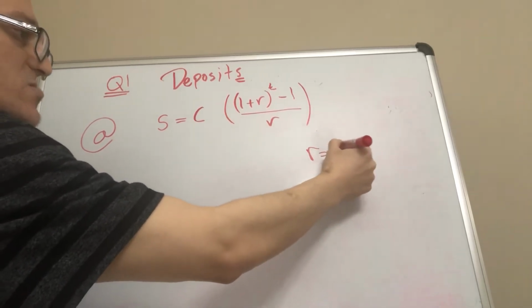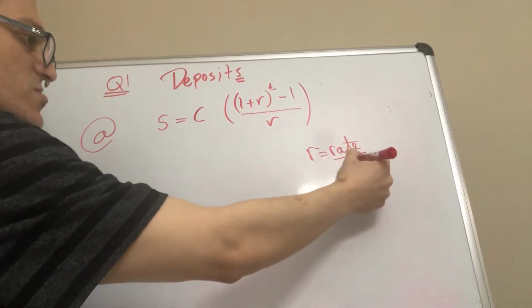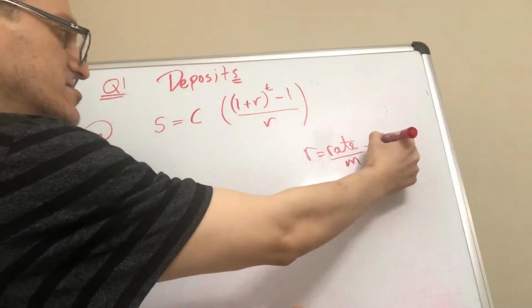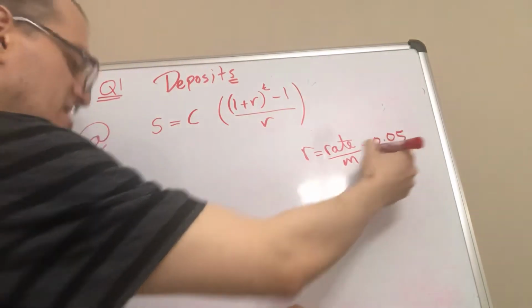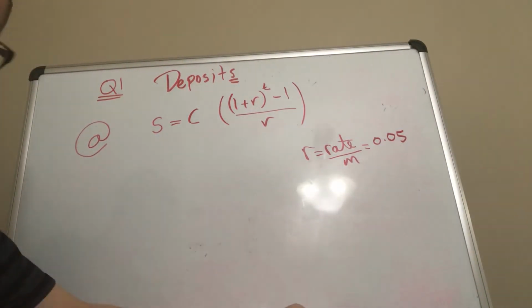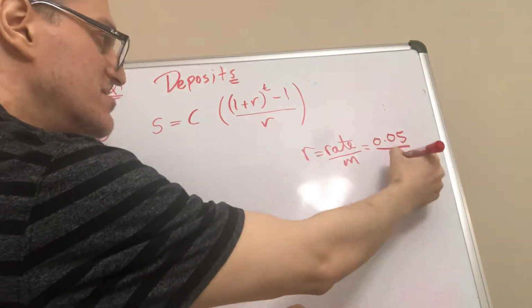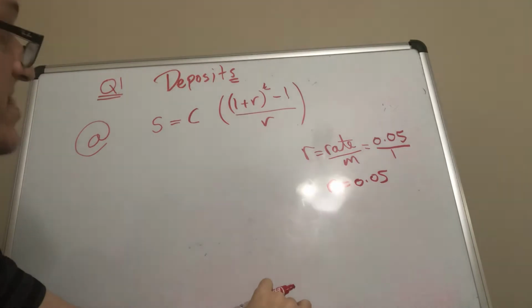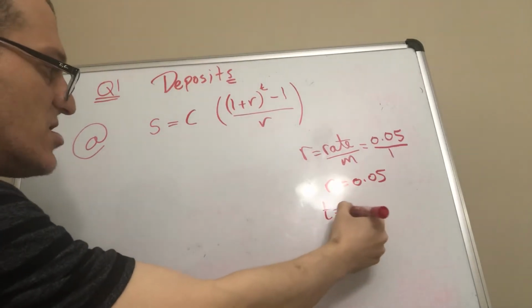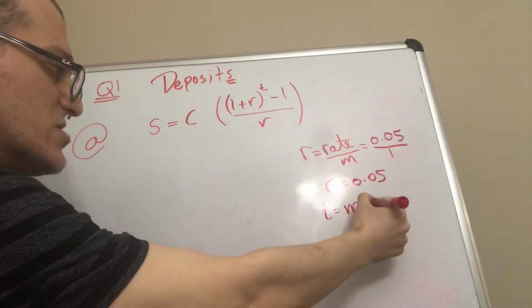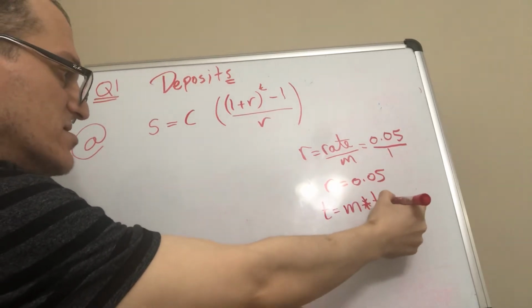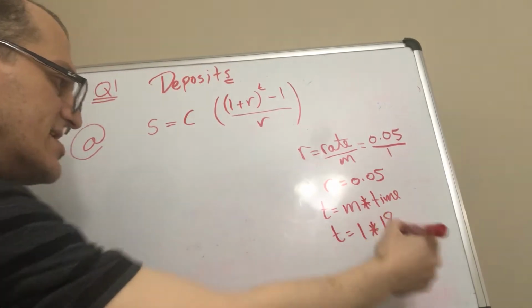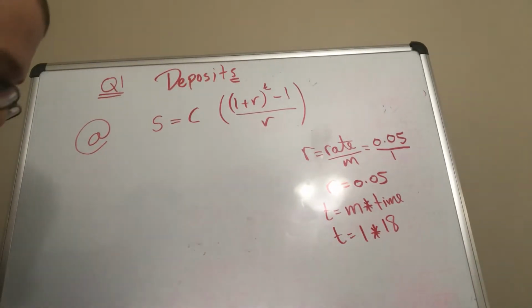R is always the rate in the question over M. The rate in the question is 5%. And since they tell you it's annual compounding, when annual, M is 1. So R would be 0.05. T is always whatever your M is, which is 1, times the time in the question. This is 1 times 18, because it's 18 years.